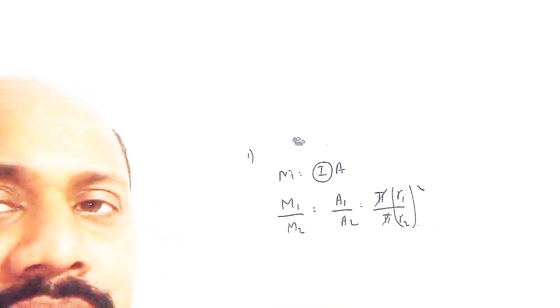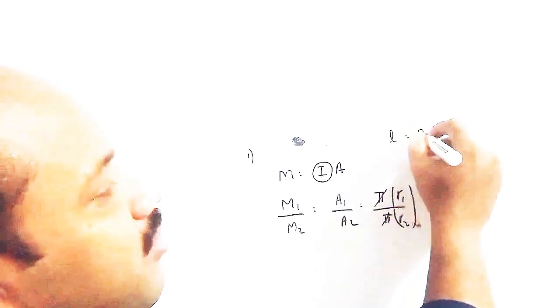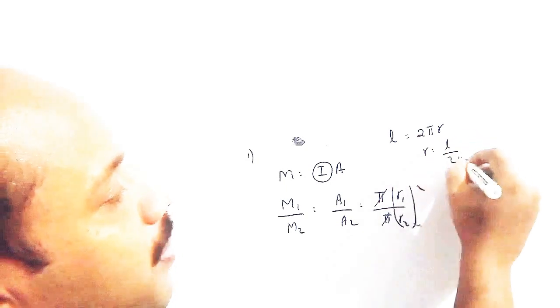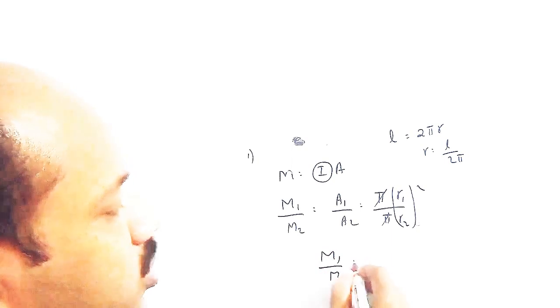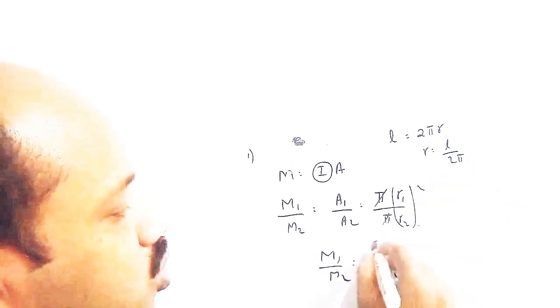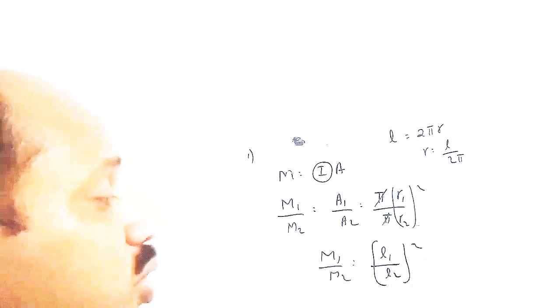Now the wires have lengths L1 and L2. A single wire bent in the form of a circle, therefore length is equal to 2 pi r. Then r is equal to L by 2 pi, r is proportional to L. Therefore M1 by M2 is equal to, instead of R1 we can take L1, instead of R2 we can take L2, whole squared. Then M1 by M2 is equal to (L1 by L2) whole squared.